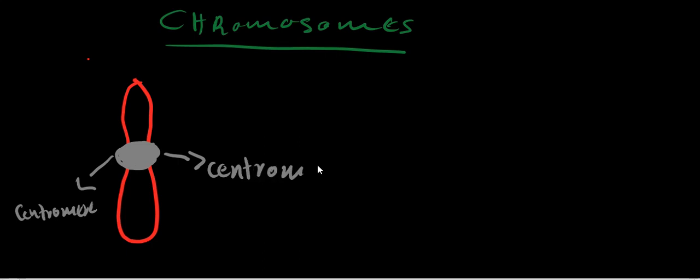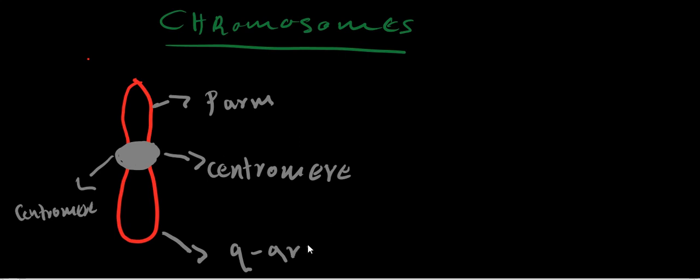So this region is known as the centromere, and from there, as I said, it has two parts, the long arm and the short arm. The short arm, which is this side, is shorter than that side. The short arm is known as the P arm, and the long arm is known as the Q arm. So a chromosome has two arms, the short arm and the long arm, and these two are attached together by the centromere.